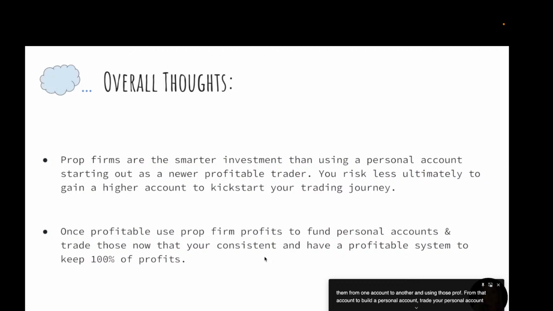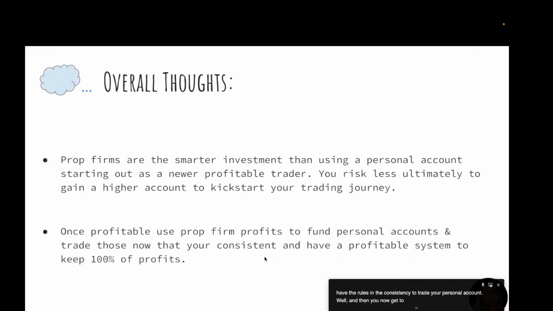Trade your personal account the same way you trade your funded account. The same rules, the same strategy, the same risk management. Trade it the same way. That way you know you'll be profitable still. You're not over risking, you're not over leveraging, you're not gambling or doing anything crazy. You now have the rules and the consistency to trade your personal account well.